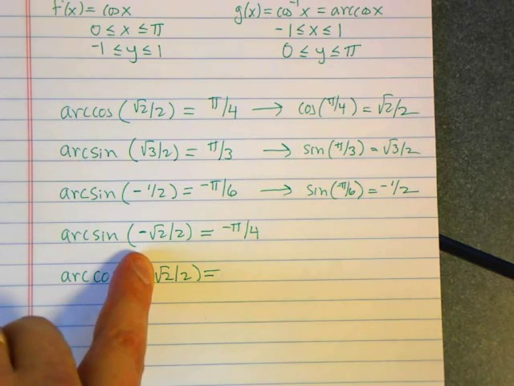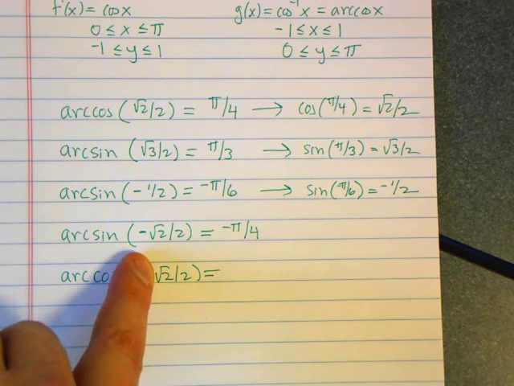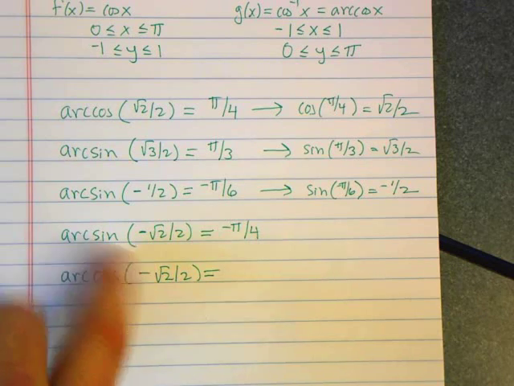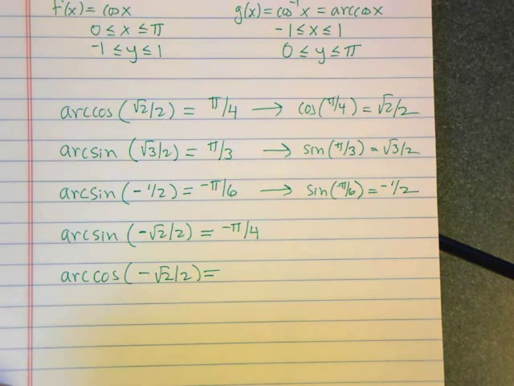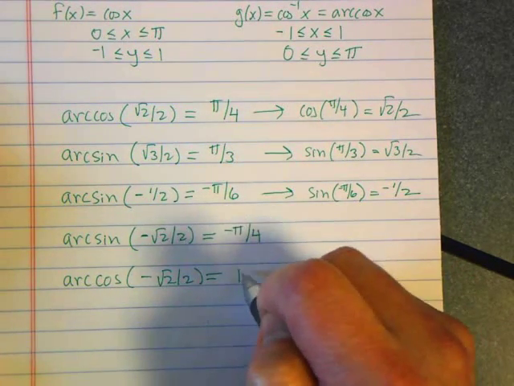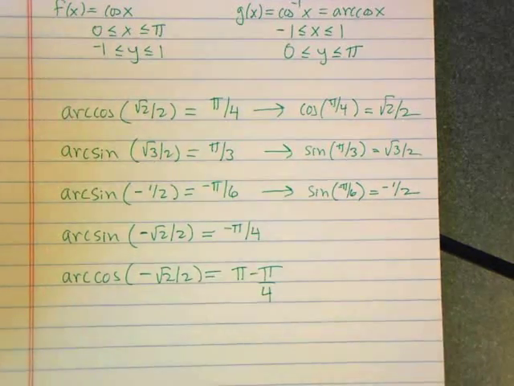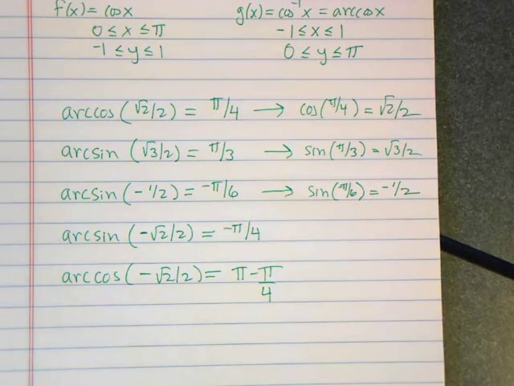What's the angle in quadrant 2 that has pi over 4 as a reference angle? 3 pi over 4 is the correct answer. So what you're going to have to do here is convert to the second quadrant. The way you convert to the second quadrant is you take pi minus your reference angle. So that will be 3 pi over 4.